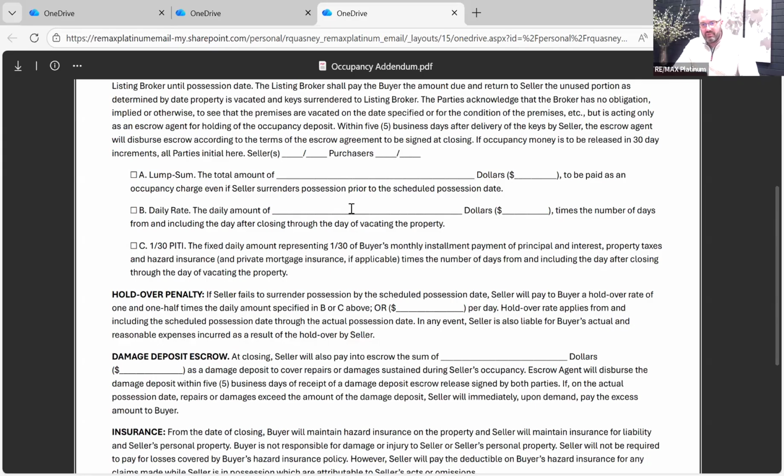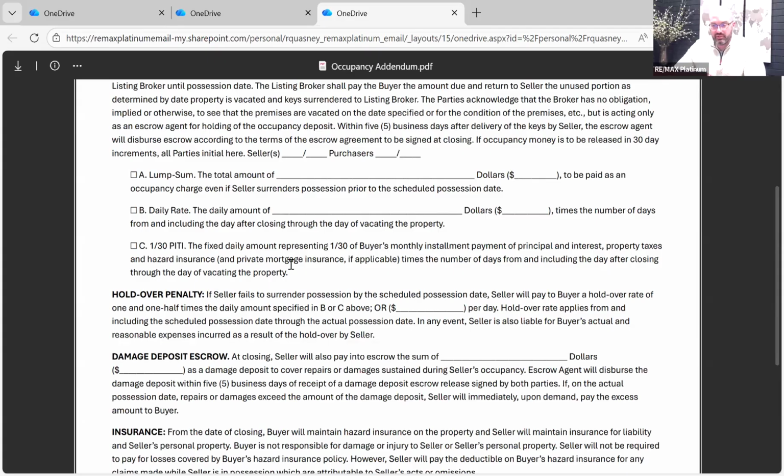So yeah, I rarely see the daily rate. I almost always see 1/30th PITI or $0 as a lump sum. It's interesting. But I almost always fill in the daily rate, even if it's zero. Okay. All right. Holdover penalty.